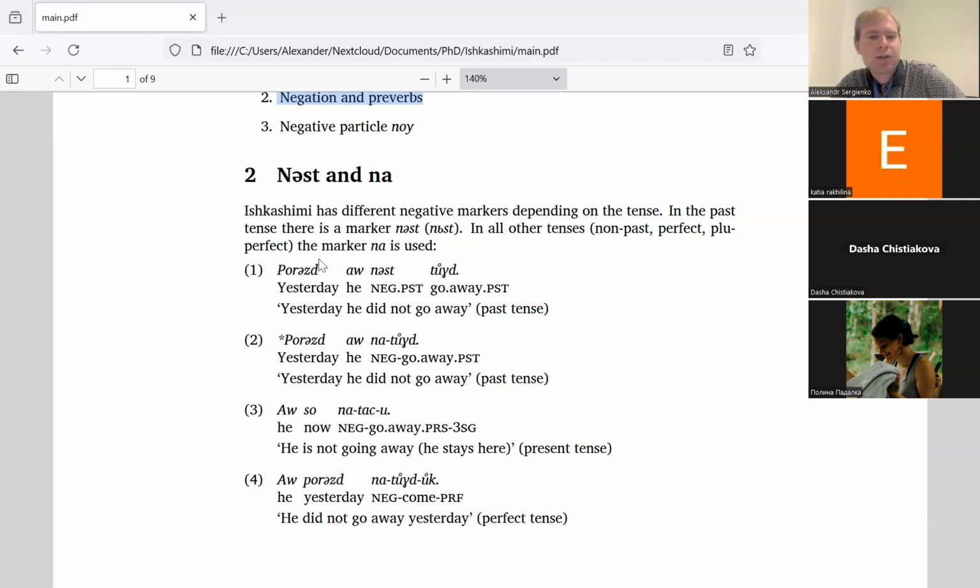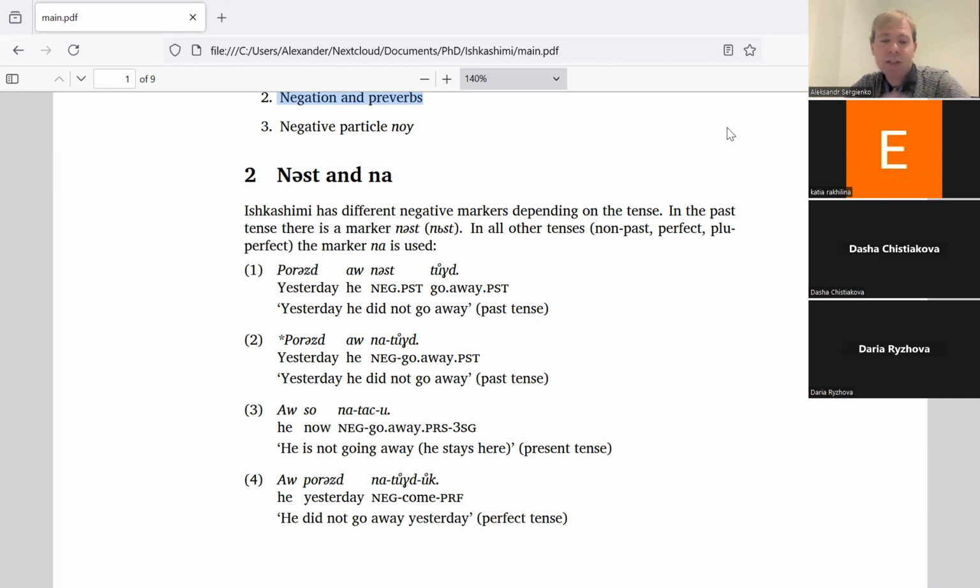So let's look at the contrast between 1 and 2. Forest au nist tucht, right? Yesterday he did not go away. So you see the verb go away, tucht, right? And instead of na, we have nist popping up. Meanwhile, with go away, everything is fine. It has the past marking here.